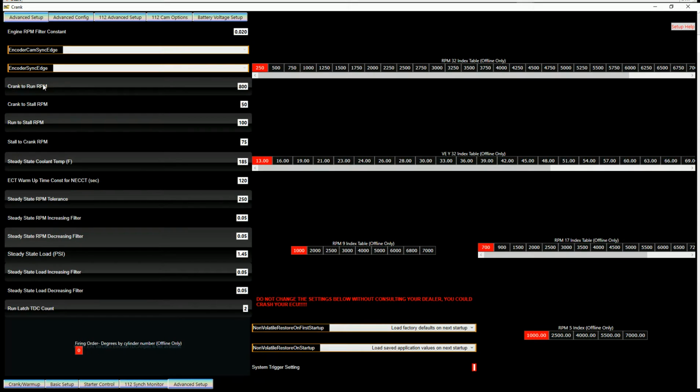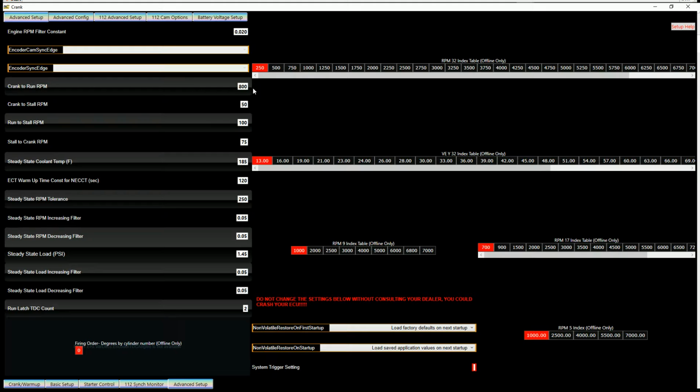And then in here, you're going to see crank to run RPM, crank to stall RPM, run to stall RPM, and stall to crank RPM. This is going to define the different states. So you have stall is one state, cranking is a state, and then run is a state. So if I start spinning the starter and get the engine moving, we're going to be running a crank to run RPM up till 800.